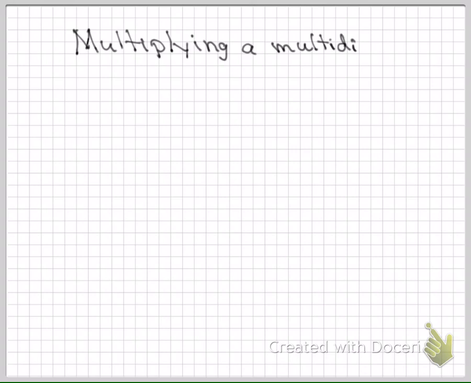Okay, today we're talking about multiplying a multi-digit number by a one-digit number.